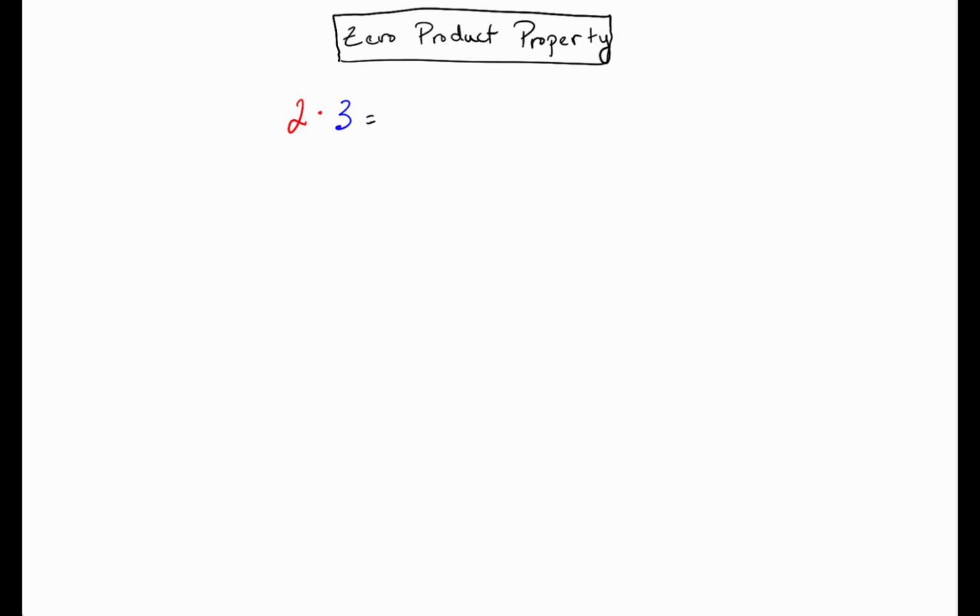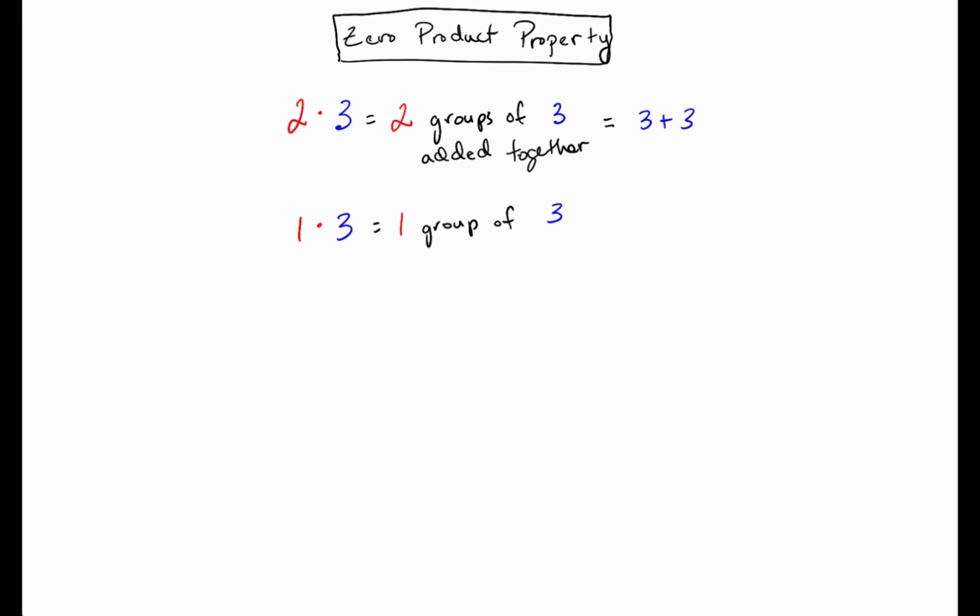Now let's go ahead and talk about the zero product property, which seems like a really simple property to begin with, but ends up being really important. So we know that 2 times 3 is 2 groups of 3 being added together, which is of course equal to 3 plus 3. 1 times 3 must then be 1 group of 3 being added together, which is of course equal to 3. So we had 2 3's, now we have 1 3.